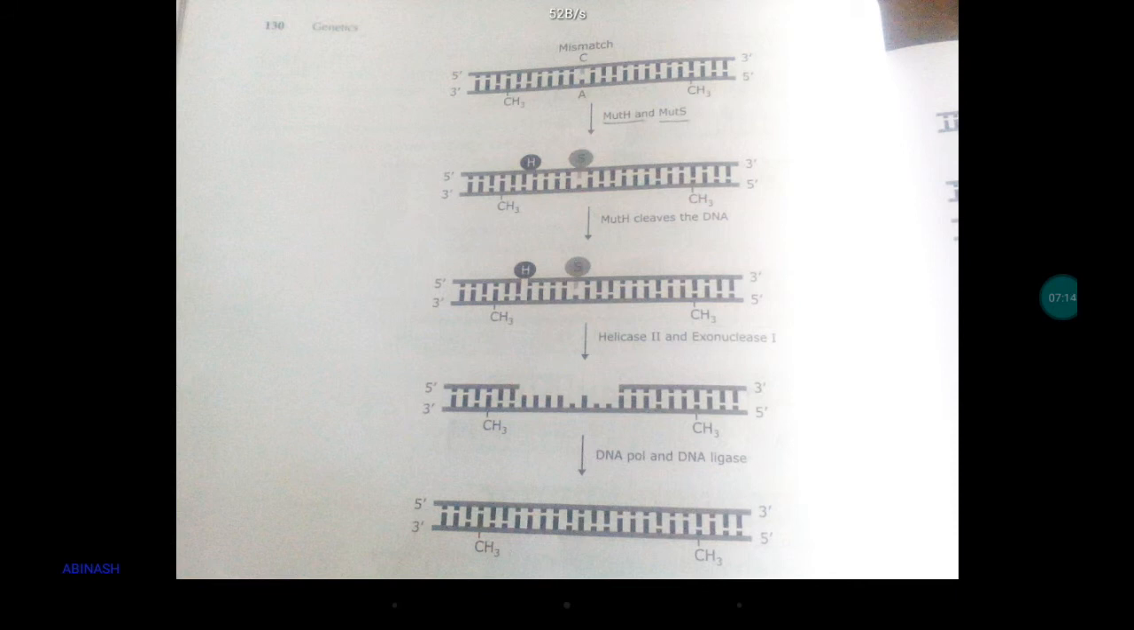So how is this mismatch repair carried out? First, there is a requirement of two proteins, MutH and MutS. MutS helps to recognize, whereas MutH cleaves the segment of the unmethylated region. Once cleaved, it gets removed using the enzymes helicase II and exonuclease I, and the removed segment needs to be prepared once again using the enzymes DNA polymerase I and DNA ligase to join those segments. Now come to the recombination repair system.